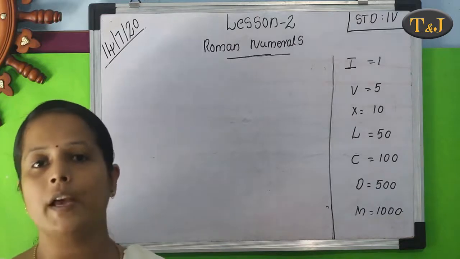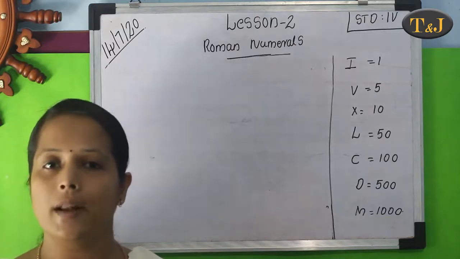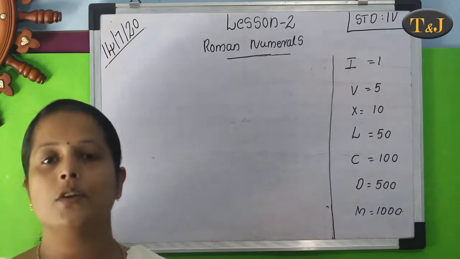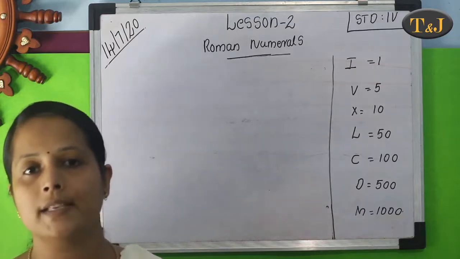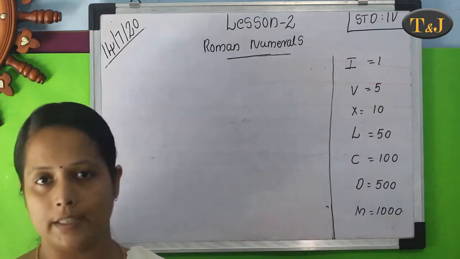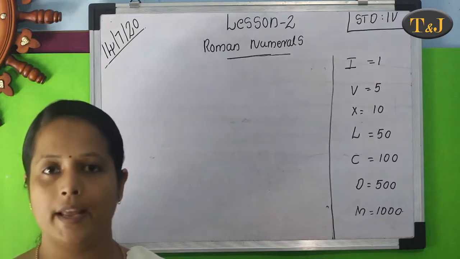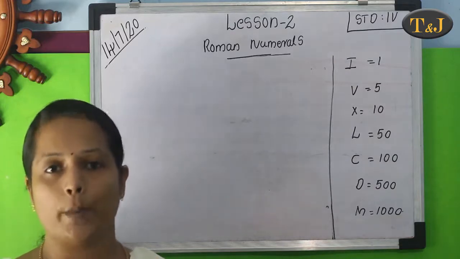In the same way we write the number 9. We know that X equals 10. Then 10 minus 1 equals 9. So in Roman numerals, 9 is represented as: first we write X, and on the left side we write the Roman numeral I. That is IX equals 9. Those are the rules for writing Roman numerals.